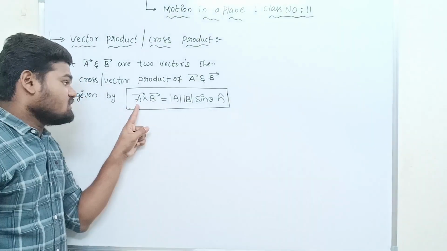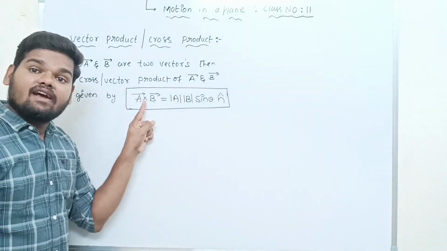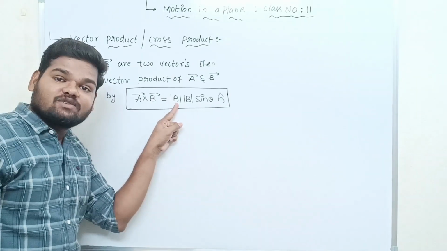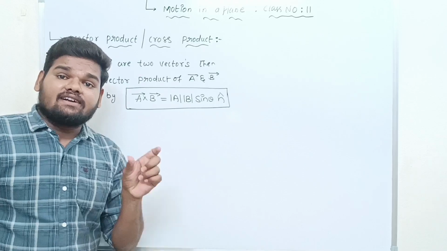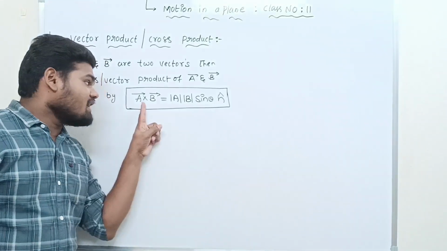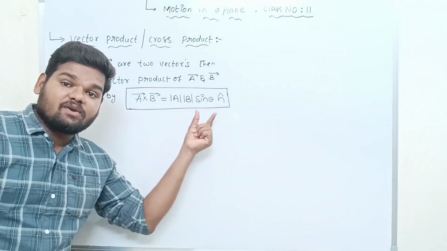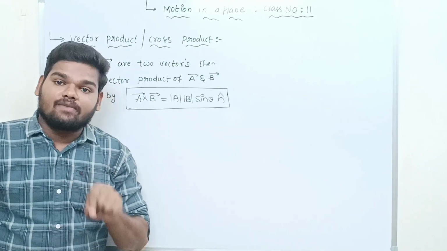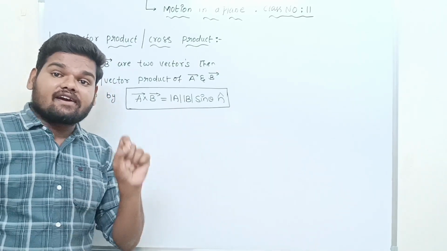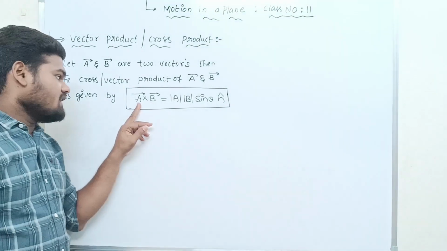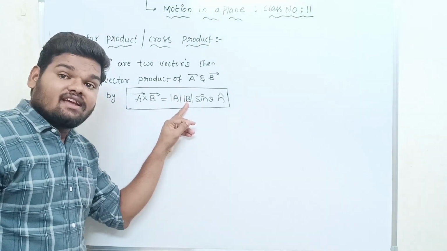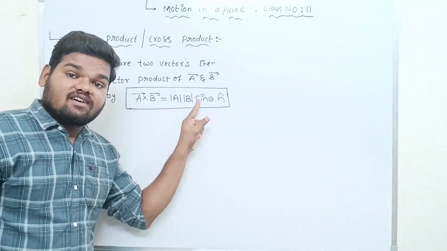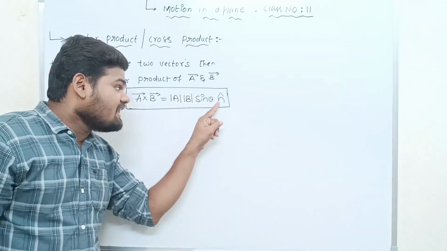So a bar cross b bar is equal to magnitude of a into magnitude of b into sine theta n cap. When we did the dot product of two vectors, a bar dot b bar is equal to magnitude of a into magnitude of b into cos theta. But whenever we do a cross product of two vectors, we get sine theta in the place of cos theta, and n cap.